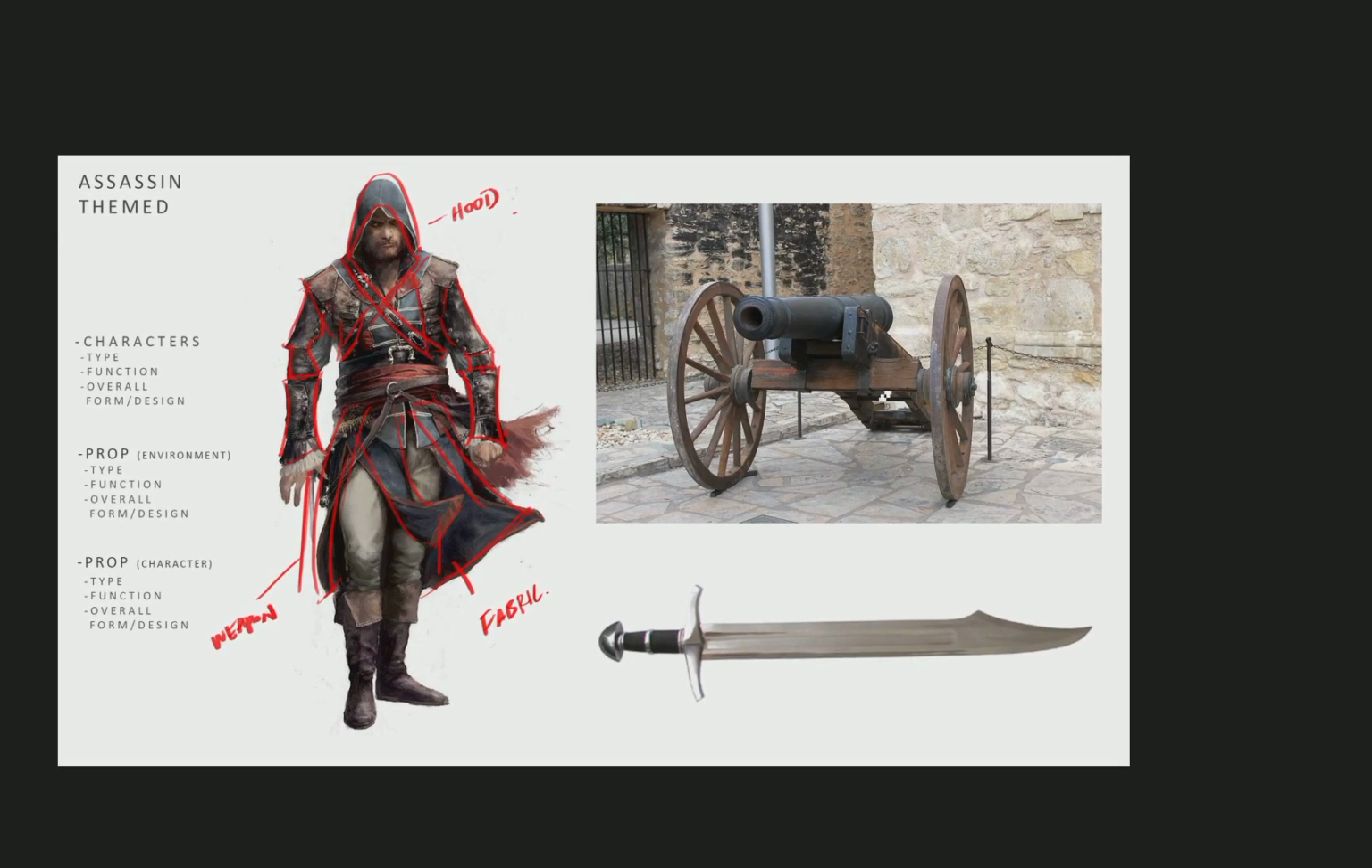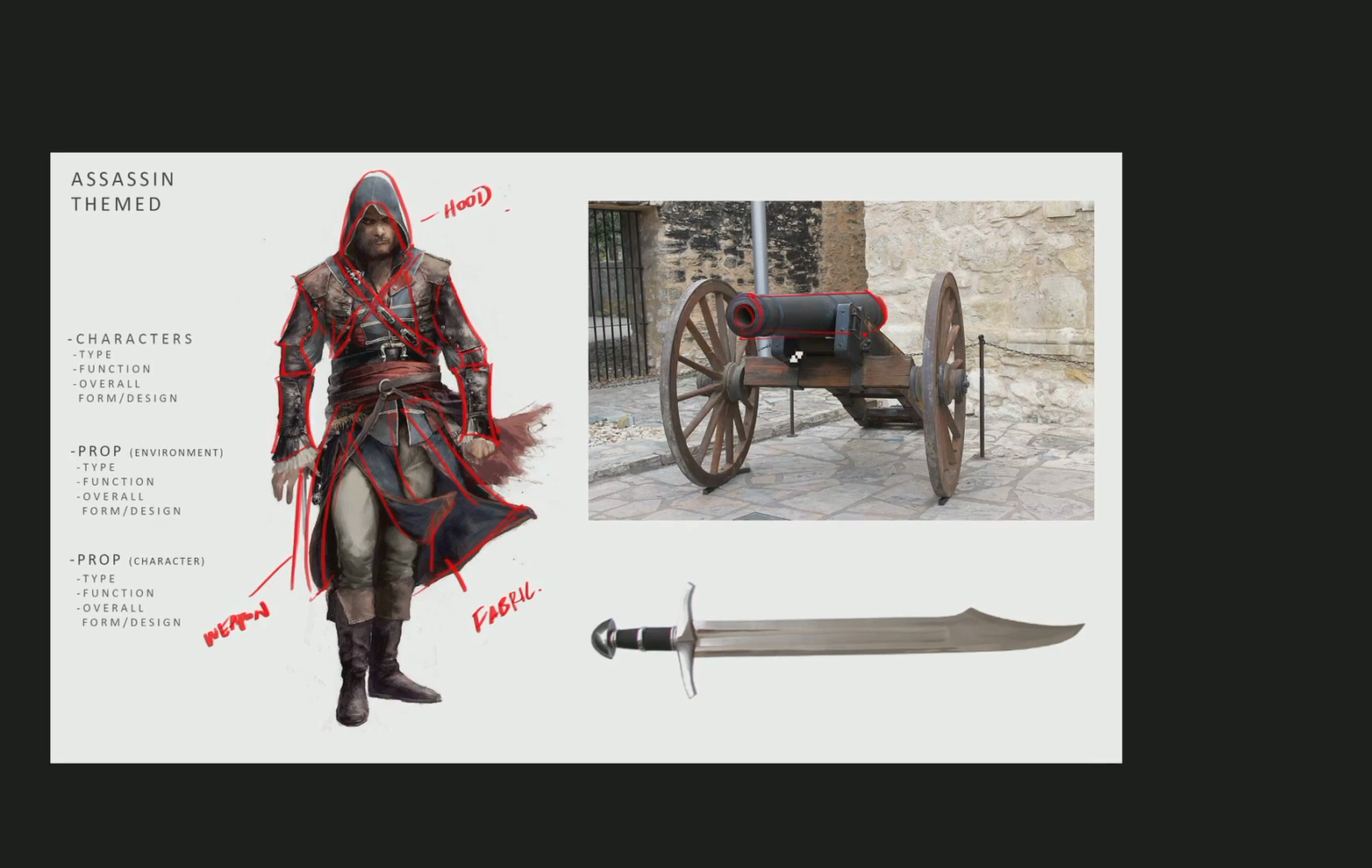Alright, next is the environmental prop. So I went ahead and I kind of picked this cannon, right? And I felt that it would be thematically appropriate for this time period of the assassins. And if we look at the type of item that this is, obviously a weapon, right? It's got the cannon and whatnot. Here's the projectile, and the overall functionality is used for offensive reasons.